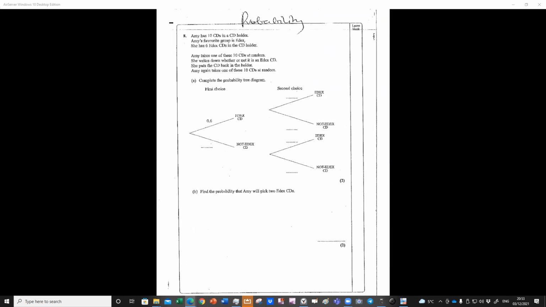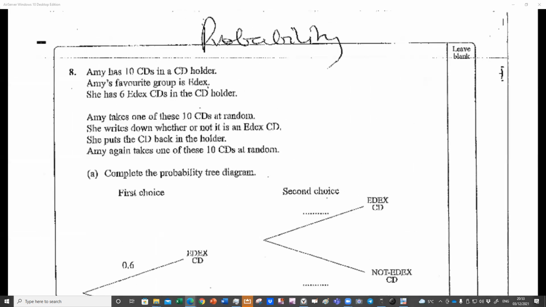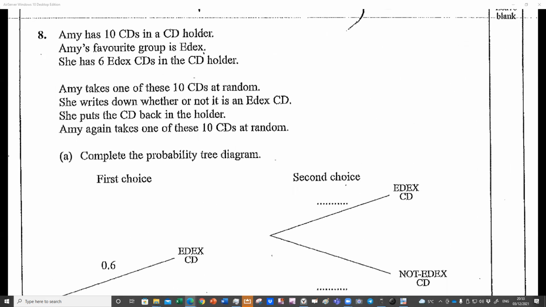On number 8, I'm going to add on some extra questions. Question number 8. Let's have Abdullah. Abdullah, read please. Iqra.